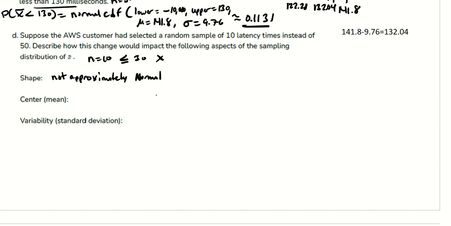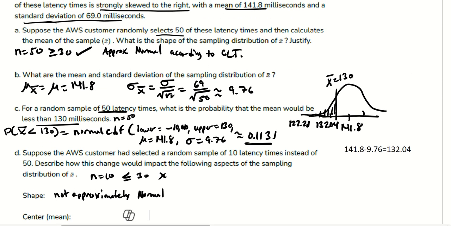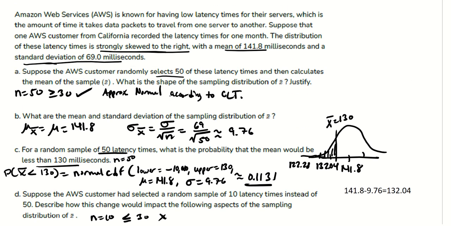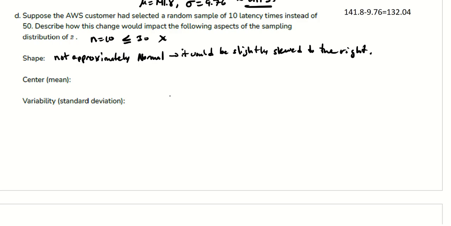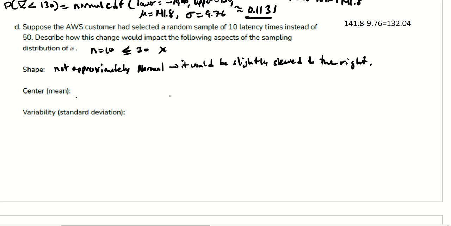In this case, remember that the original is strongly skewed to the right. That means this is going to be slightly skewed to the right. Okay, and then the center will be the same. The center won't change. The center would still be 141.8.